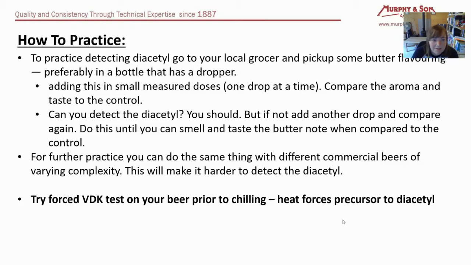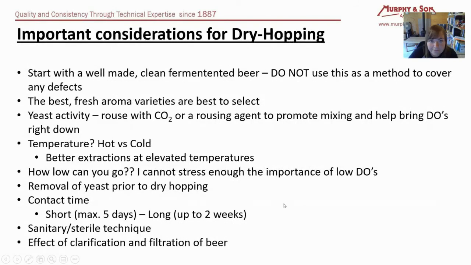Another thing is to try a forced VDK test on your beer prior to chilling. The heat forces the precursor to turn into diacetyl, so if it's there, you'll be able to detect it. So just some important things to consider when you're dry hopping.